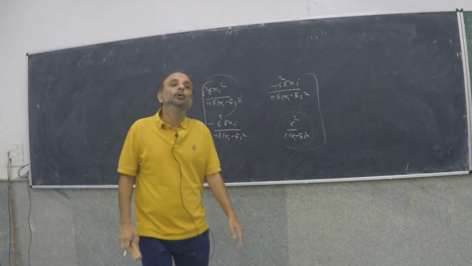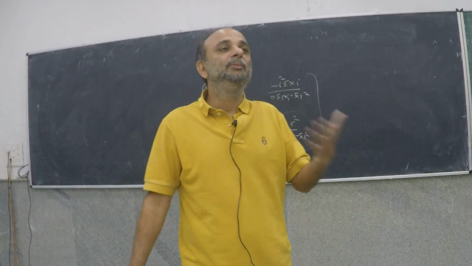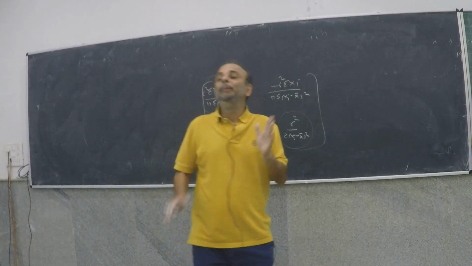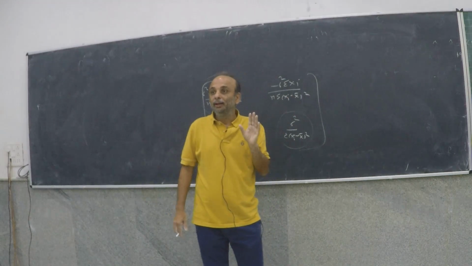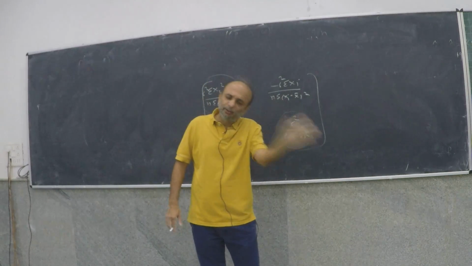No, all that you need to show is that as the sample size becomes bigger and bigger, beta hat will get closer and closer to beta. So the probability limit of beta hat is equal to beta. That is good enough.